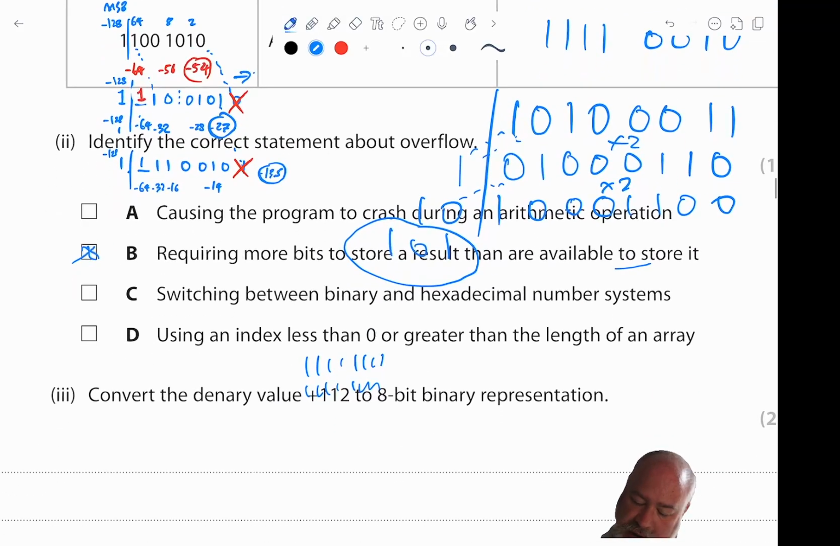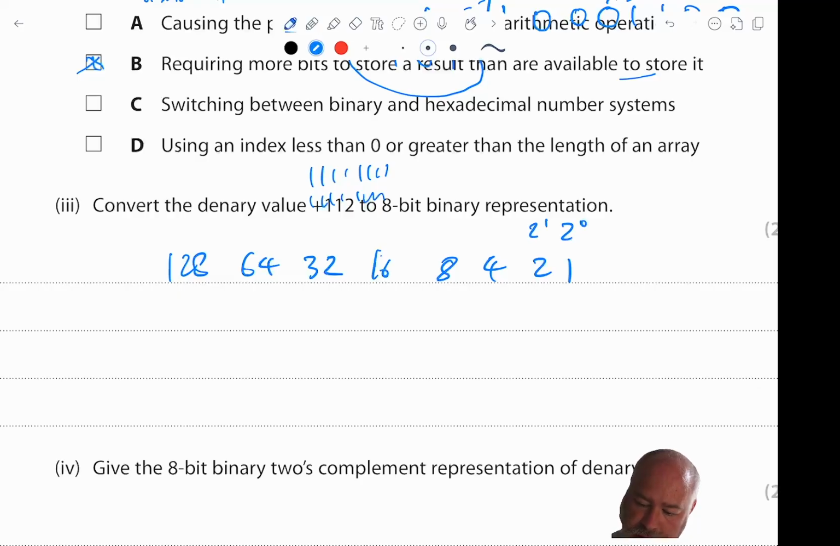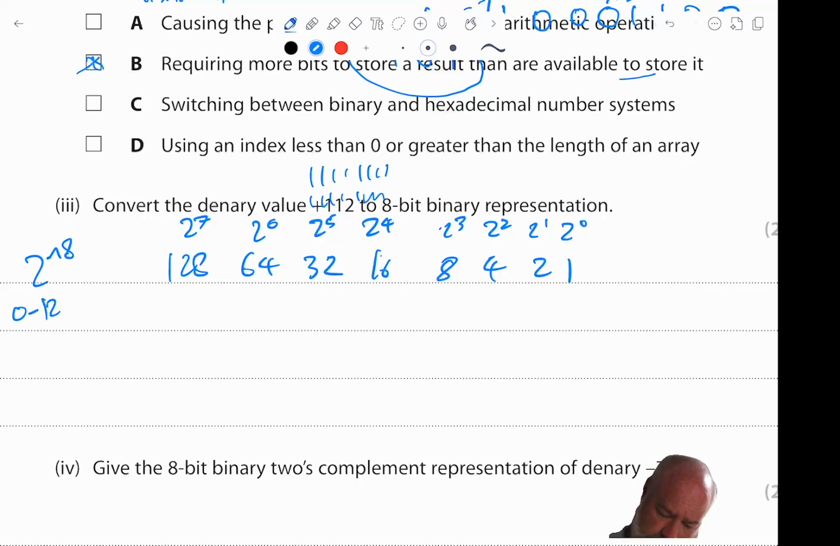Convert the denary value plus 112. It's really simple. You just write out the base 2 values. And if you can't remember that, 2 to the power of 0, 2 to the power of 1, 2 to the power of 2, 2 to the power of 3, 2 to the power of 4, 2 to the power of 5, 2 to the power of 6, 2 to the power of 7. The total amount of binary patterns would be 2 to the power of 8, because we can have 0 to 127.